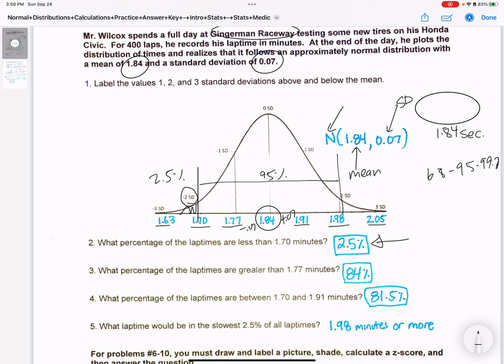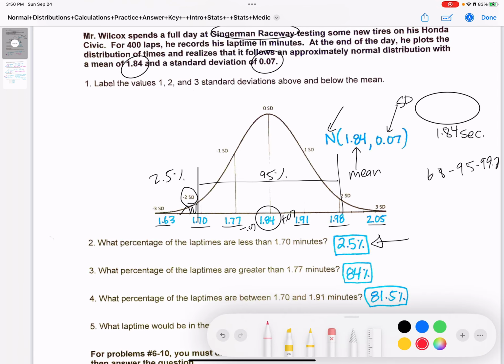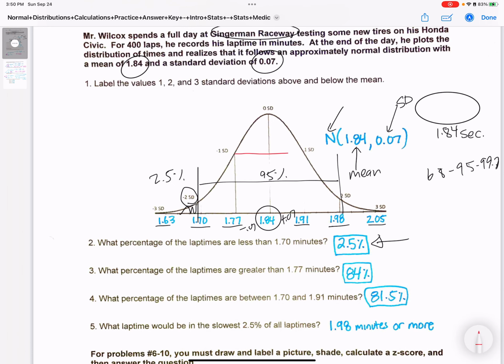So let me just remind you what the 68, 95, 99.7 rule means. It means exactly this. Let me just change colors. So 68 means 68% of the data exists within one standard deviation of the mean. 95 means that it exists within 2 standard deviations of the mean. And 99.7 means that 99.7% of the data exist within 3 standard deviations of the mean.